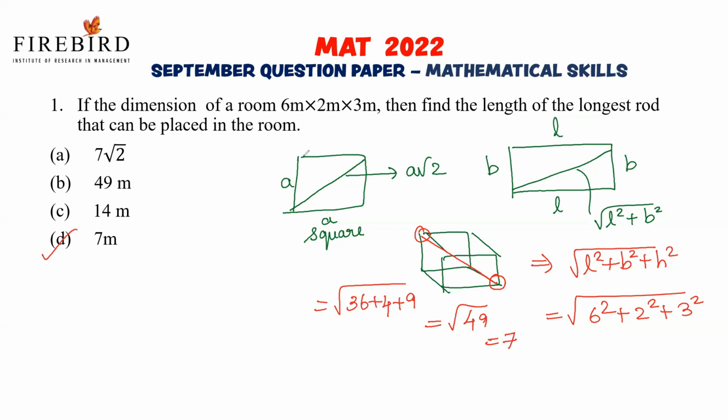So you should know the diagonal of a square is a root 2, and the diagonal of a rectangle is square root of L square plus B square, and the diagonal of a room, we call it the body diagonal. The body diagonal of a room is nothing but square root of L square plus B square plus H square. Okay, we'll move to the next question.